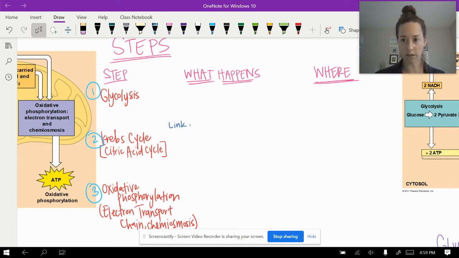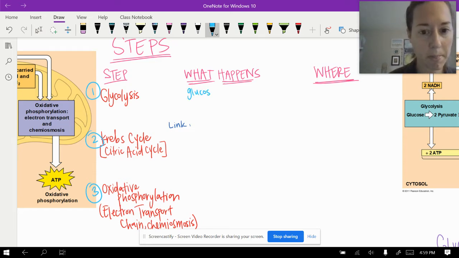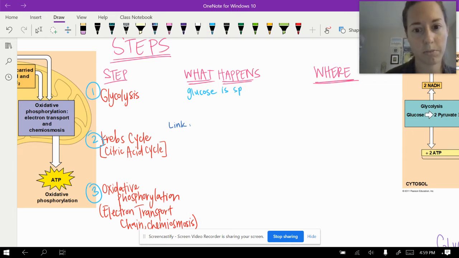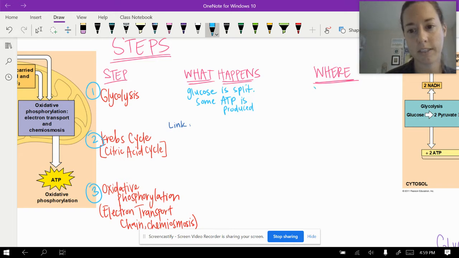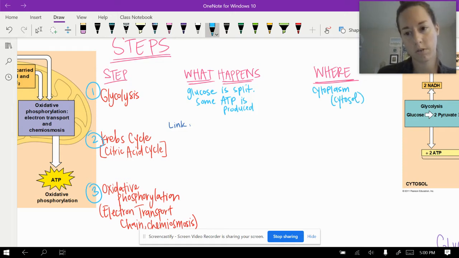So the first step is glycolysis. Glycolysis is the step where glucose is split. Some ATP is produced. And glycolysis happens in the cytoplasm, which you also might see called the cytosol. They're the same thing, just the fluid floating around the cell.